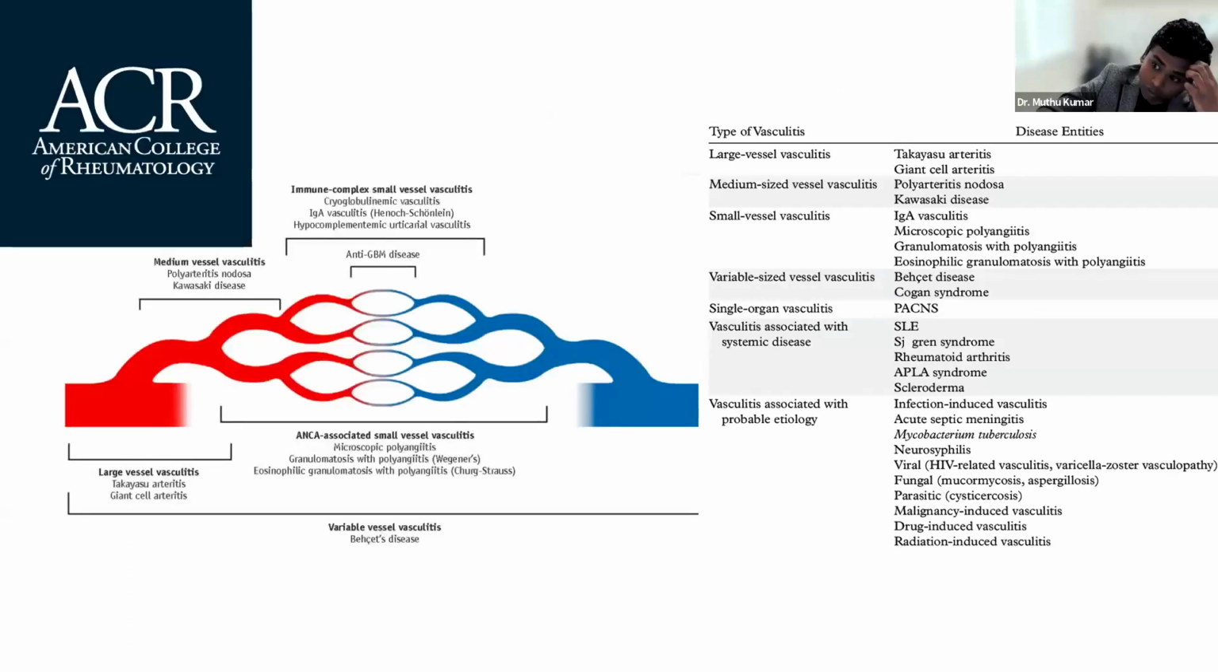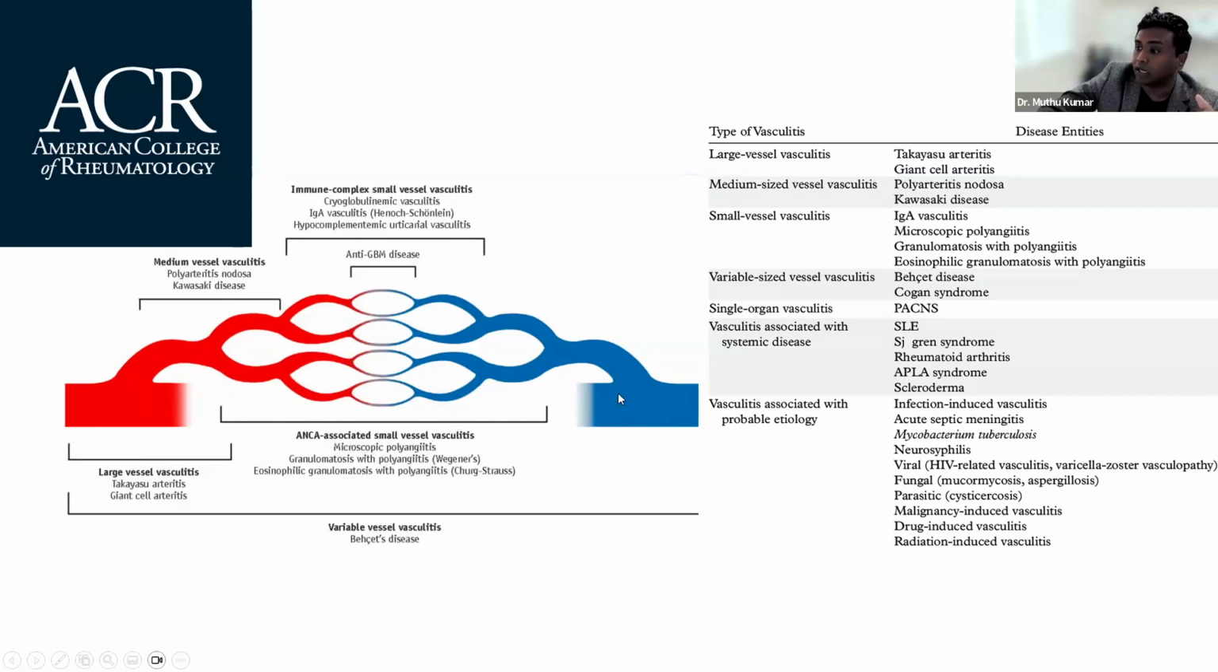The American College of Rheumatology is all about vasculitis. They characterize the vasculitis based on the size of the blood vessel. The large vessel vasculitis includes Takayasu and giant cell. The medium vessel vasculitis includes polyarteritis nodosa and Kawasaki. And the small vessel vasculitis includes microscopic polyangiitis, GPA, and Churg-Strauss.